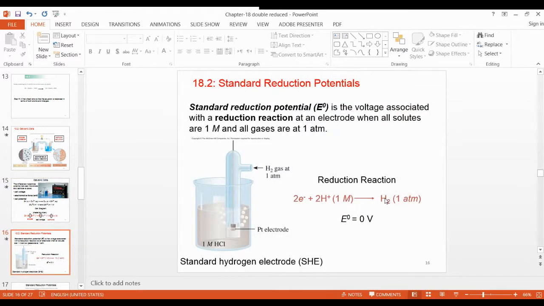Standard reduction potential, this I already explained. Hydrogen is 0. If you want to determine the standard potential for any metal, you connect that metal with hydrogen. If that metal has a lower reduction potential than hydrogen, you put that electrode on the oxidation side and put hydrogen on the reduction side.